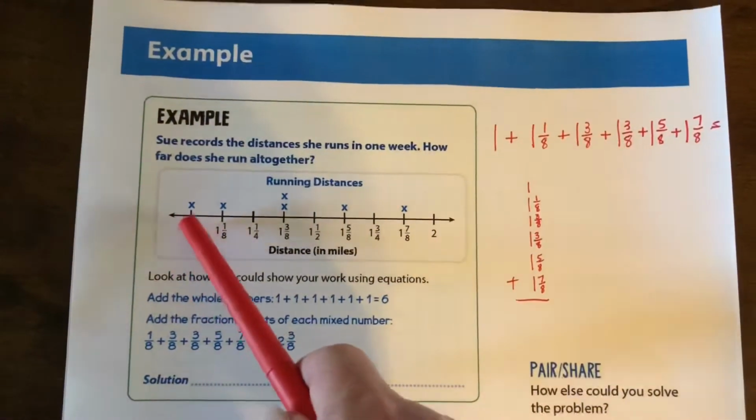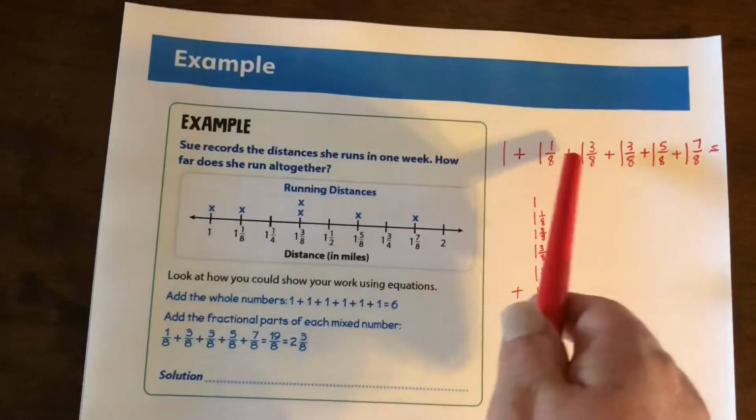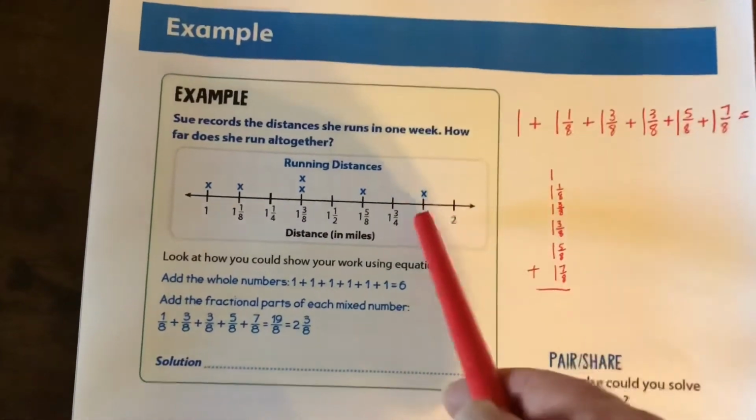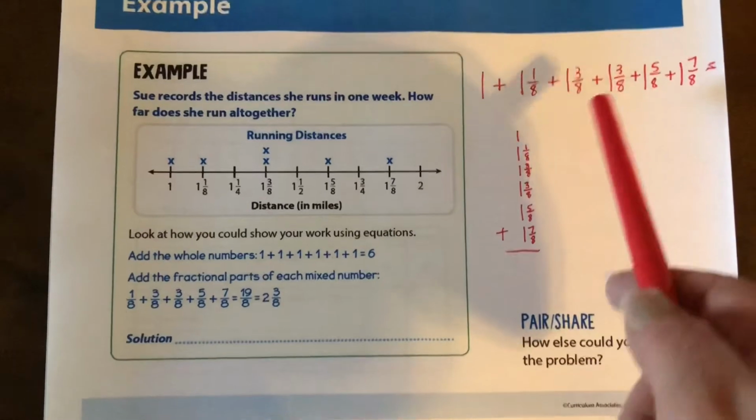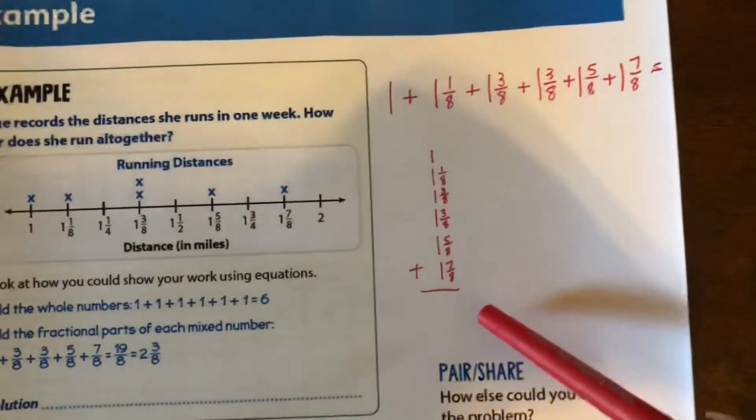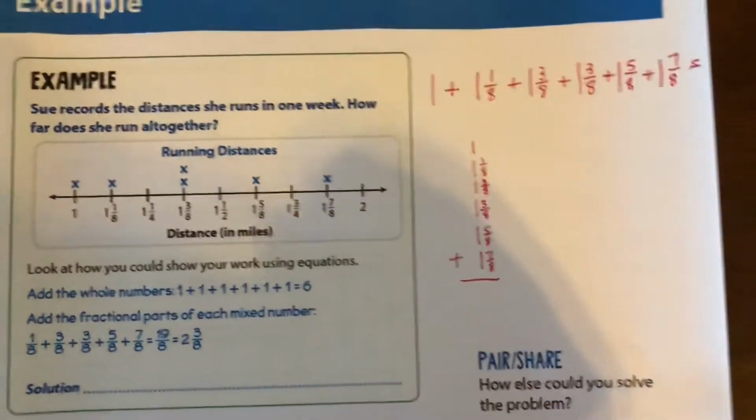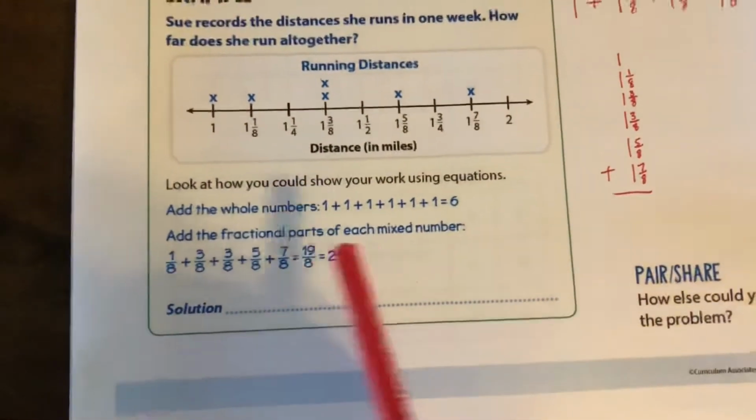Now, I'll show you where I started out over here. I added up 1 1/8. Since there were 2 x's here, I added 1 3/8 twice, and then 1 5/8, 1 7/8. Now, notice that's a lot of adding to do, and I love writing my problems up and down, but that would be a lot to do. So look at the suggestion they make.